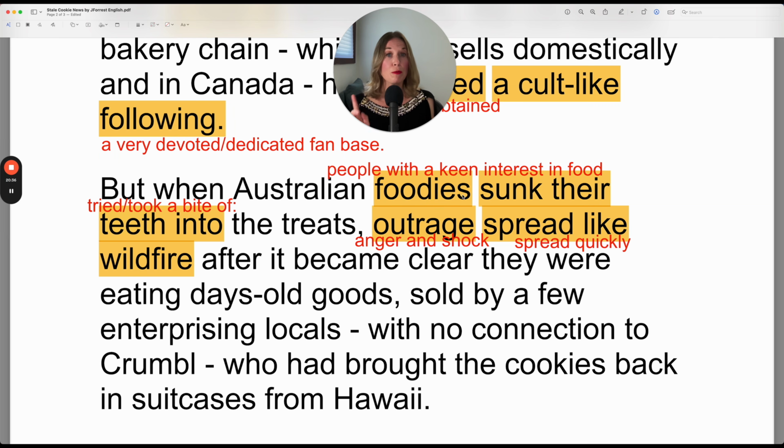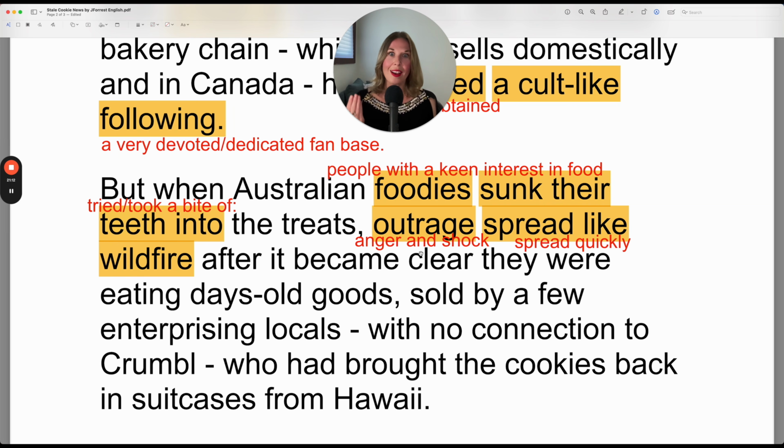But when Australian foodies sunk their teeth into, so you can think of it as just tried, and then the treats being the cookies they purchased. So sunk their teeth into, so tried or took a bite of, sunk their teeth into. The treats, the cookies, outrage. Outrage is anger, but anger and shock. So I'm outraged. That would be the adjective. Outrage is a noun, but as the adjective, you could say, I'm outraged.